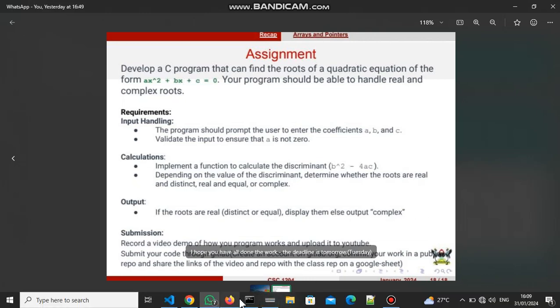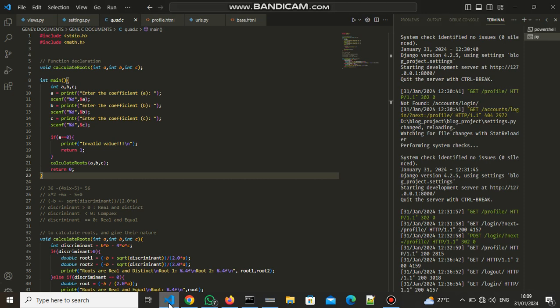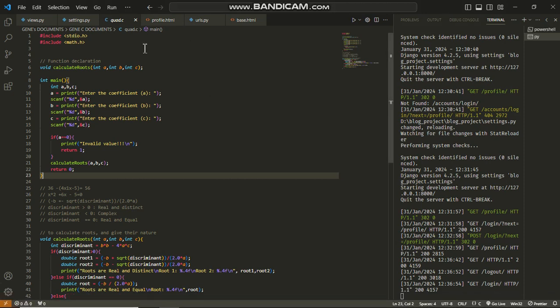Otherwise, if they are not real, then you should just display the text complex. So let's head into our code and see how this looks. I've created a file called quad.c, and this is where we shall be writing our code.